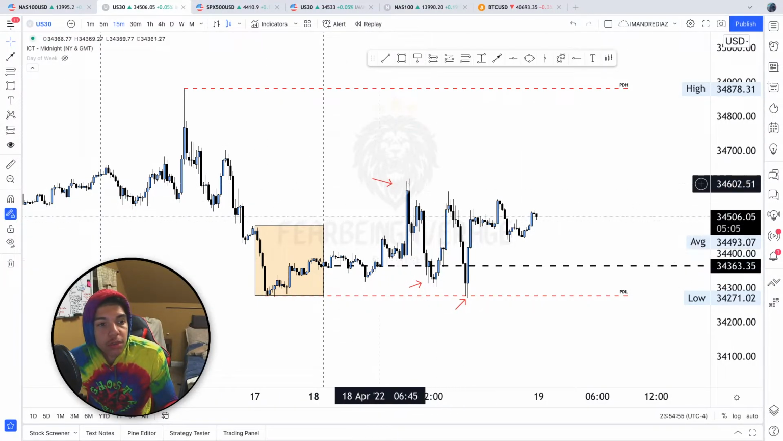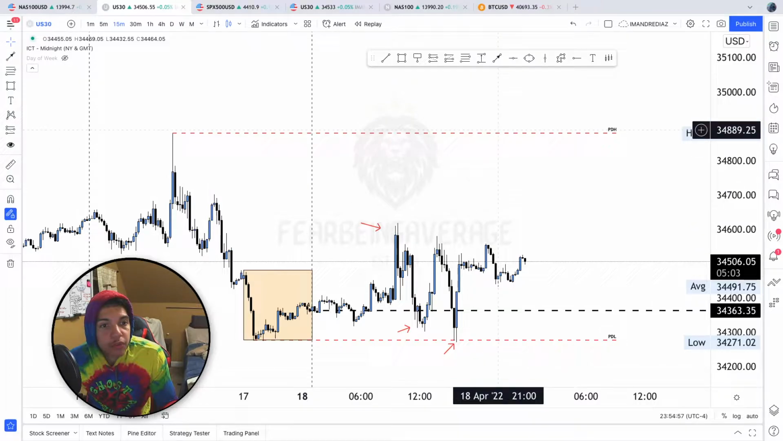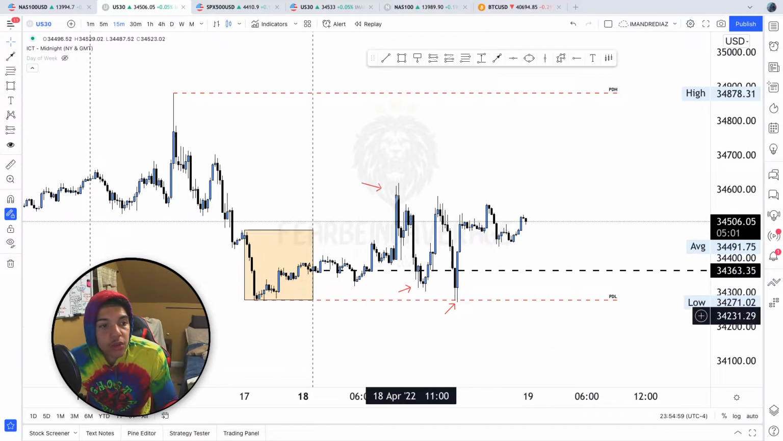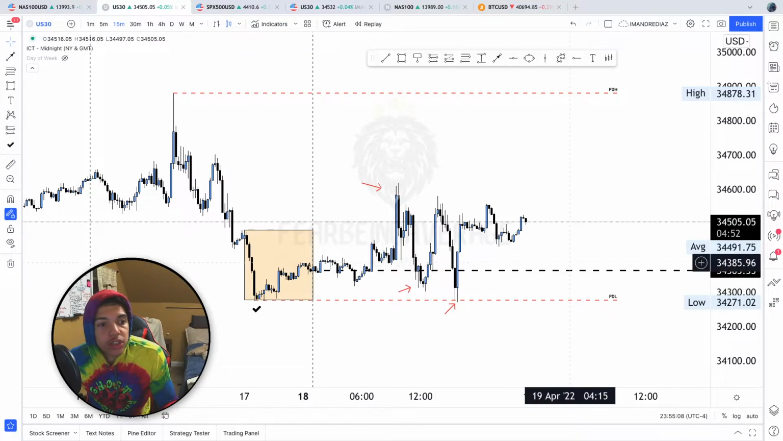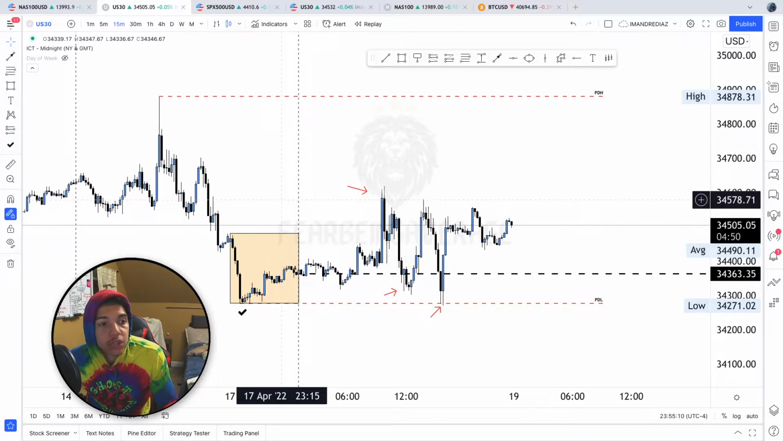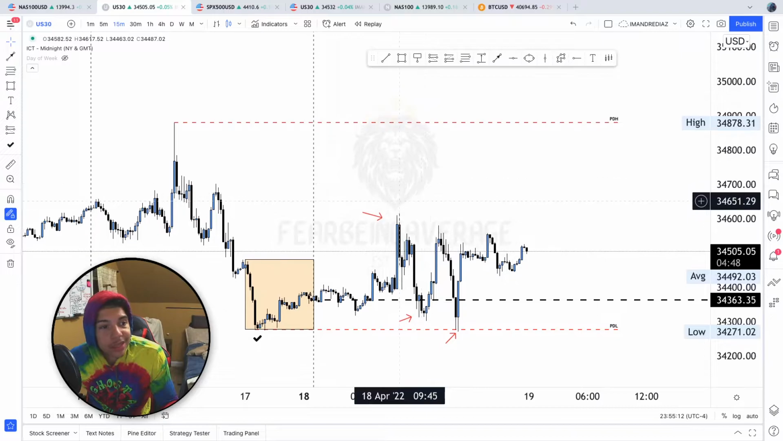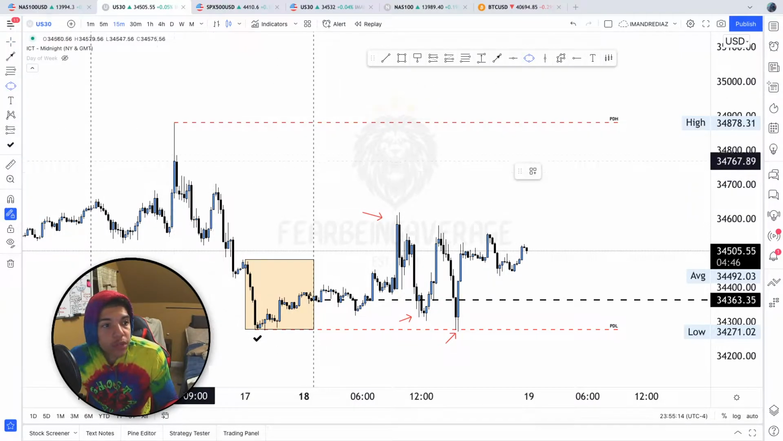Overall, you can see that price didn't make a run for the previous day's high. It did make a run for the previous day's low. It barely cleared the liquidity below it, but even though it barely did, it still cleared it. So the previous day's low was cleared. But overall, today was just a ranging day, and for the most part, yesterday was a holiday, so it might have a good reason for why price did what it did.